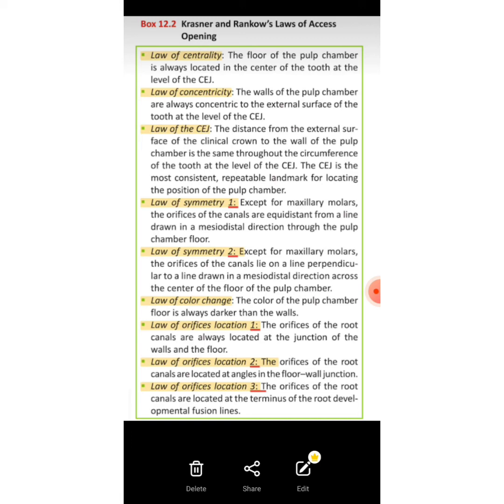So except for maxillary molars, law of symmetry 1 states that the orifices of the canals are equidistant from a line drawn in mesiodistal direction through the pulp chamber floor, and law of symmetry 2 states that except for maxillary molars, the orifices of the canals lie on a line perpendicular to the line drawn in mesiodistal direction across the center of the floor of the pulp chamber.